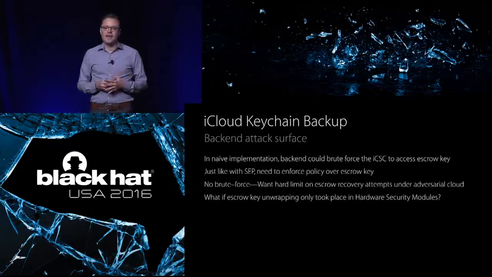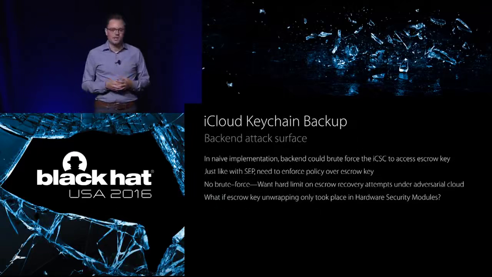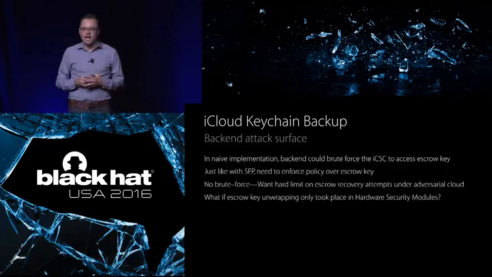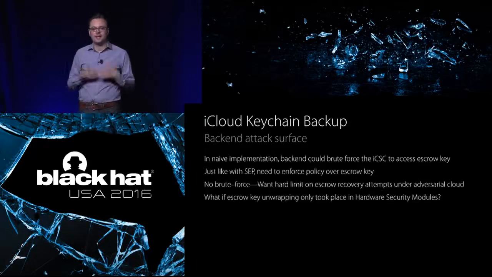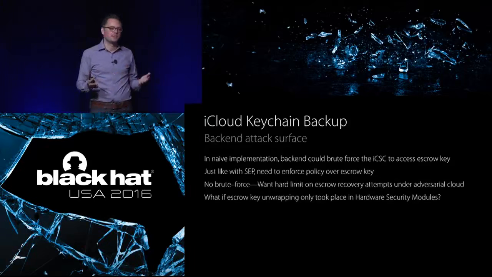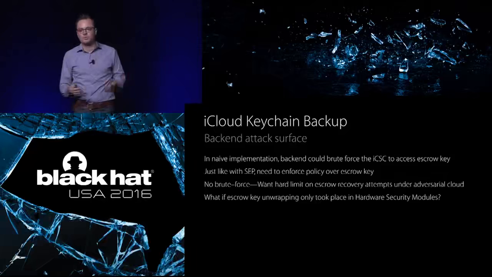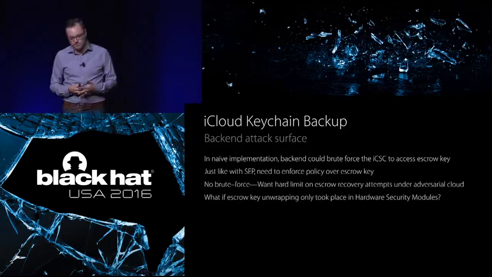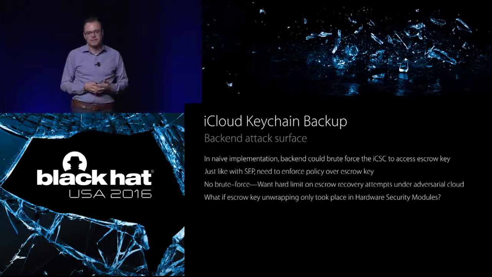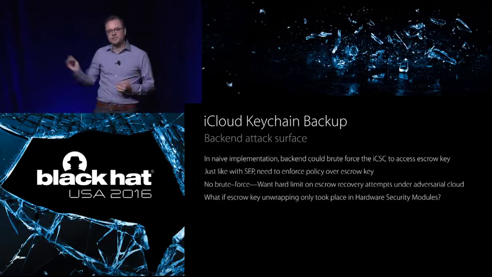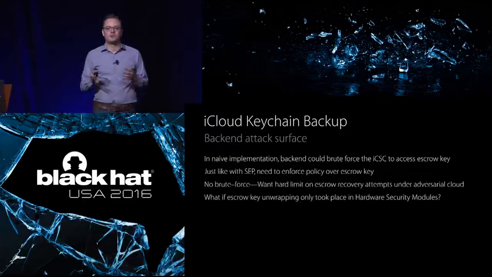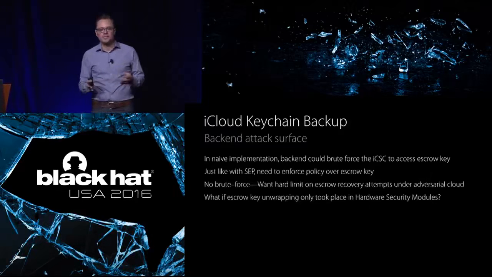The attack surface on the back end here is quite tricky. If we implemented naively what I just described, the backend is clearly in a position to brute force the iCloud security code and access the escrow key. Remember, the iCloud security code is most commonly the device passcode, which means only a million possibilities, usually. And so what we need is, just like with the Secure Enclave, some way to enforce a policy over the escrow key that prevents brute force and does so even under an adversarial cloud.